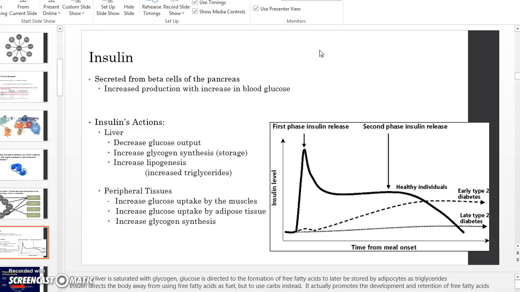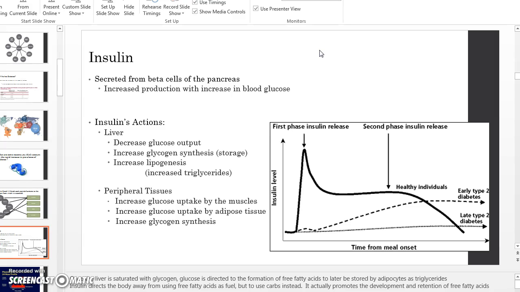The insulin has two main actions. First action, it works on the liver. It works to decrease the liver's glucose output by increasing glycogenesis synthesis, or the mechanism of glucose storage within the liver. It can also increase lipogenesis, which is the body using its free fatty acids and converting that to triglycerides.